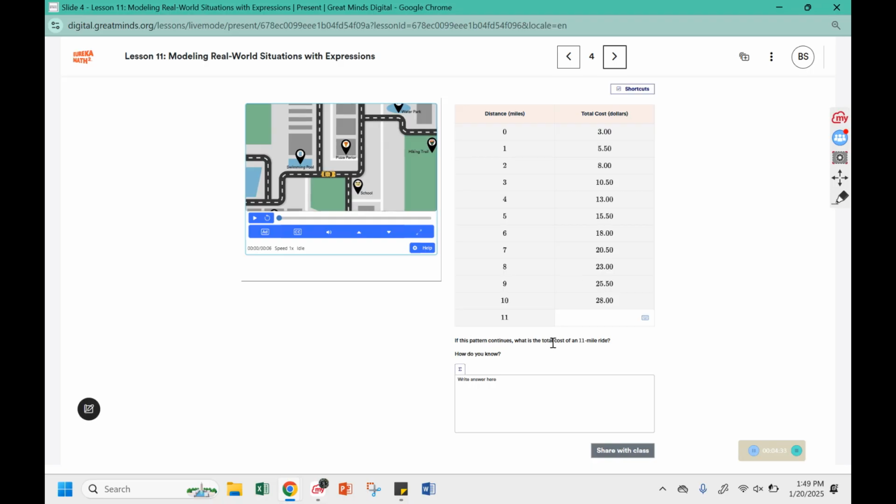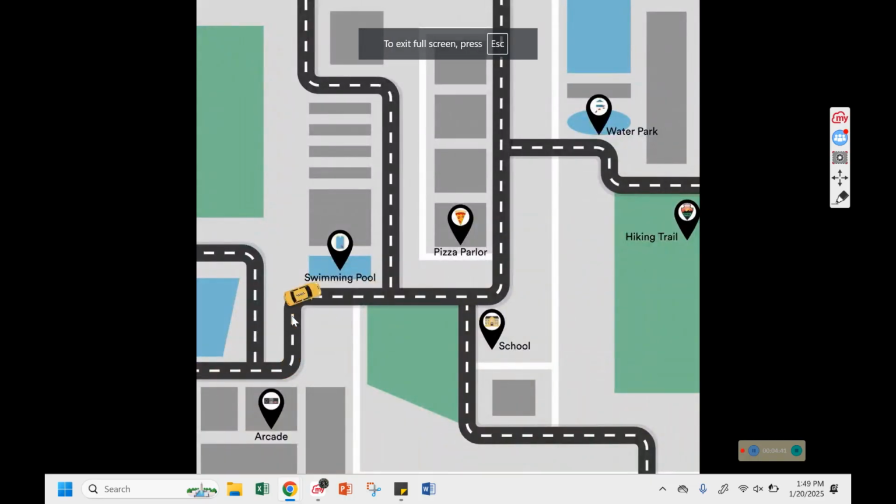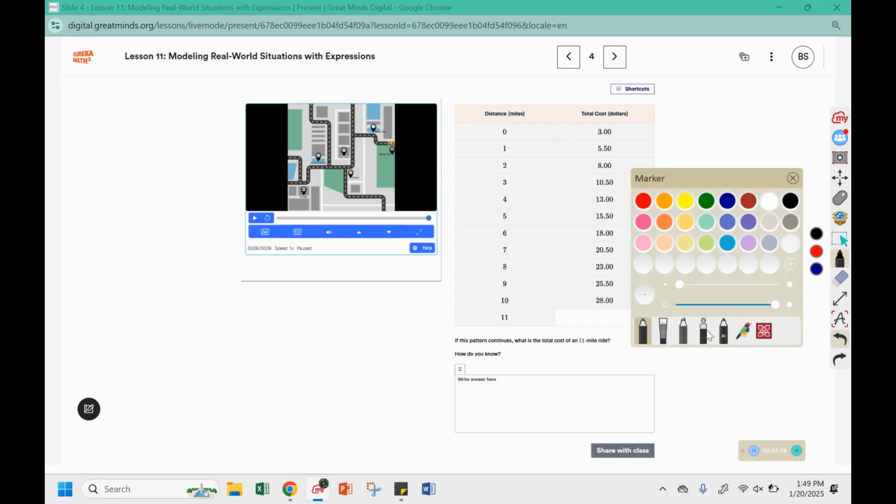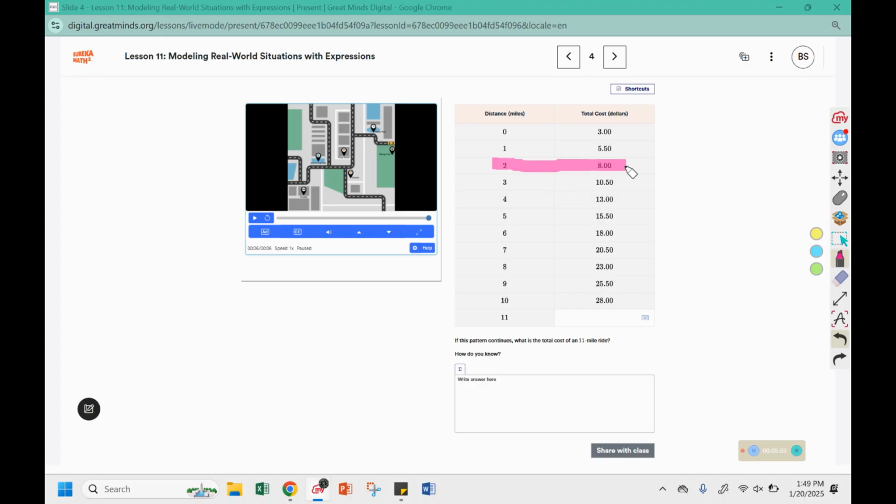If this pattern continues, what is the total cost of an 11-mile ride? So if they kept going, what would the cost of an 11-mile ride be? Well, let's look for any patterns. I see that 2 miles cost $8. I would anticipate that 4 miles would cost twice that, because 2 times 2 is 4, and 8 times 2 should be 16, but that doesn't come out to be the case. Then 6 should increase by the same amount. But perhaps this is our problem. The 0 miles costs $3.